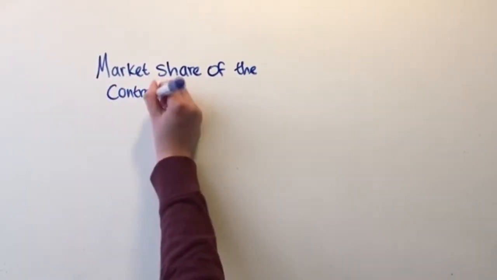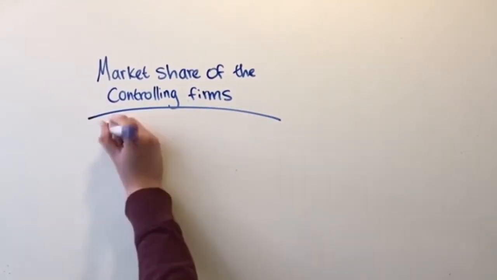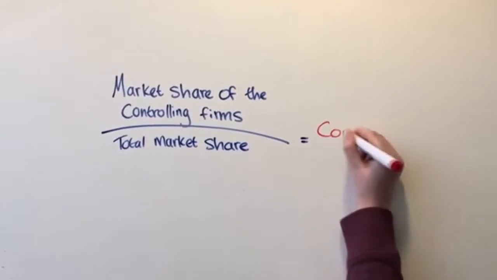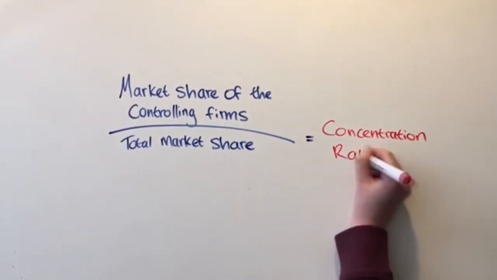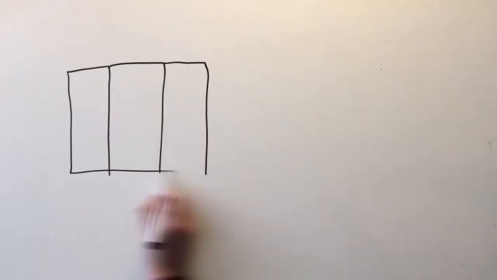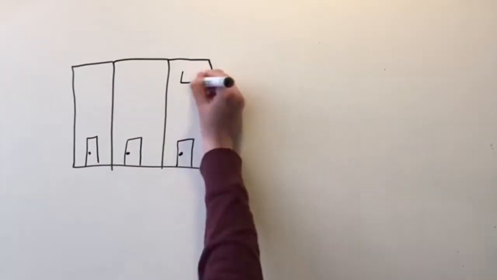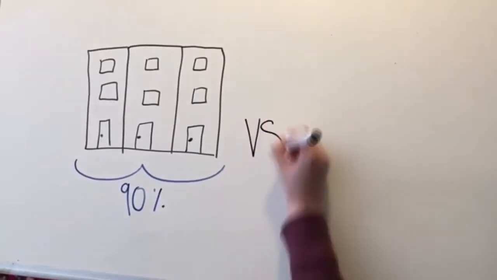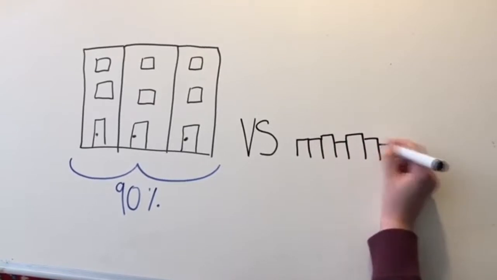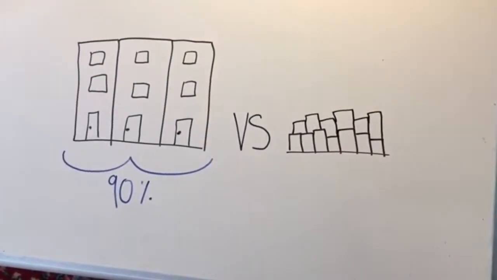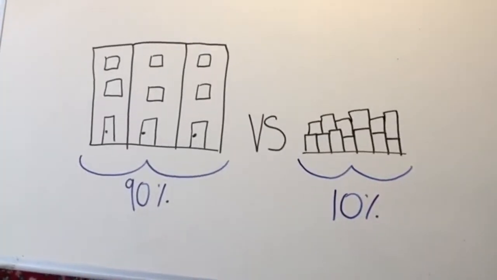We can find the concentration ratio by dividing the market share of the few largest companies by the total market share. Let's look at an example to better understand this. Imagine an example where we have hundreds of different supermarkets in a country. The three biggest supermarkets control 90% of the market, and the remaining supermarkets only account for 10%. This is an example of an oligopoly because the market is almost entirely controlled by just a few firms.